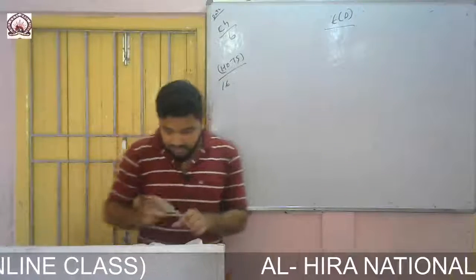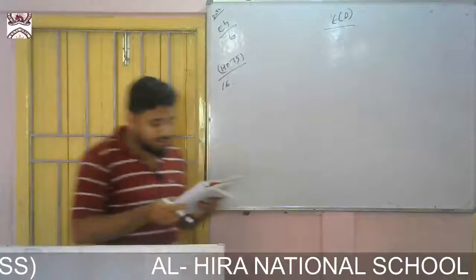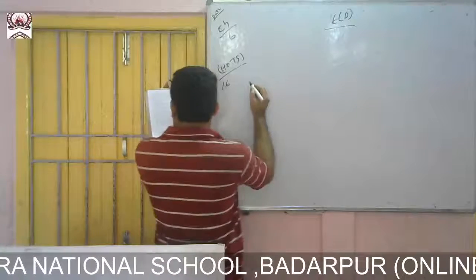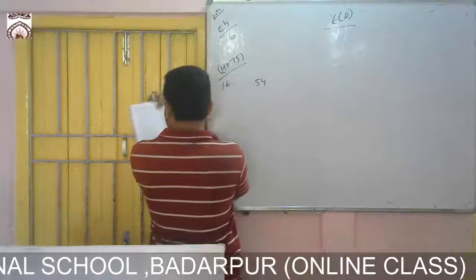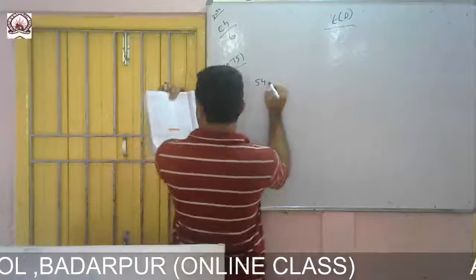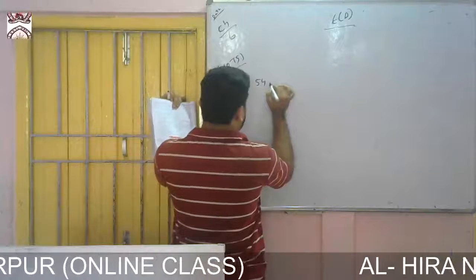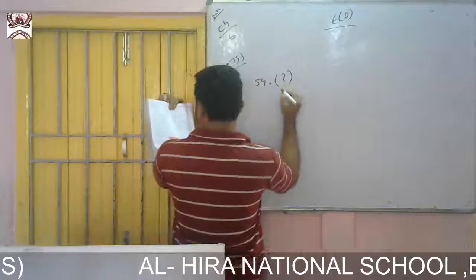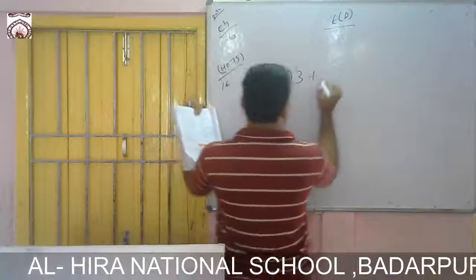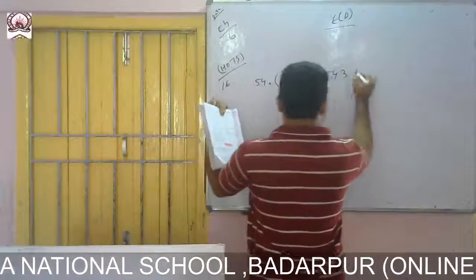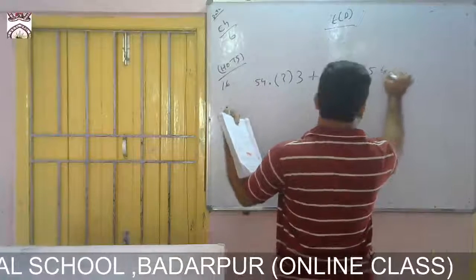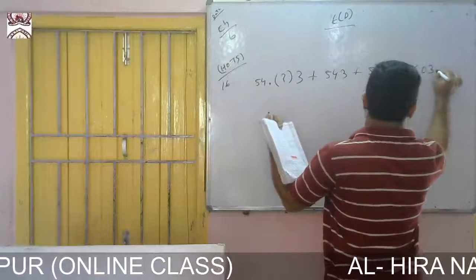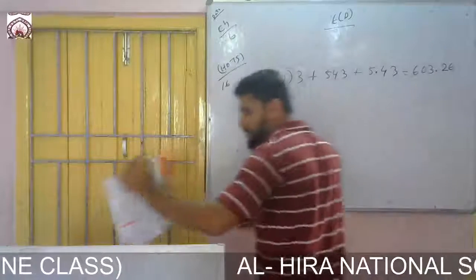So what is there? What will come in place of the question mark in the following? 54 point, then question mark 3, plus 543 plus 5.43 equals 603.26. Okay, so how to solve this one?